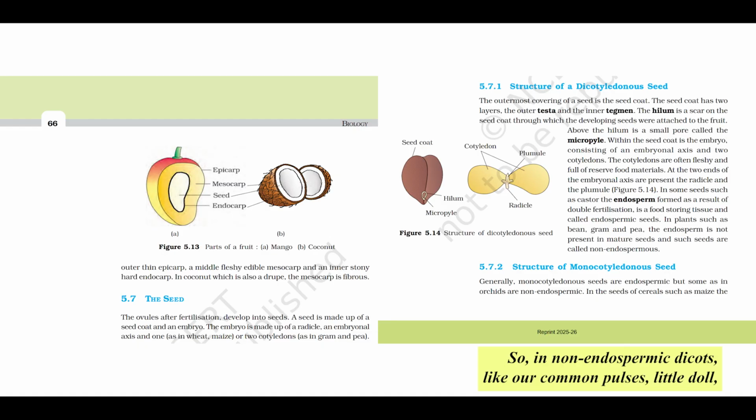So, in non-endospermic dicots, like our common pulses, the cotyledons are the primary storage units, having absorbed the endosperm earlier. That's a very important point for students to grasp clearly. Precisely. It dictates where the food reserves are located in the mature seed.